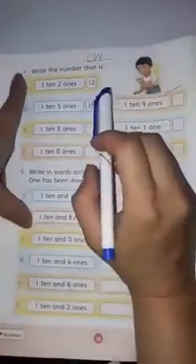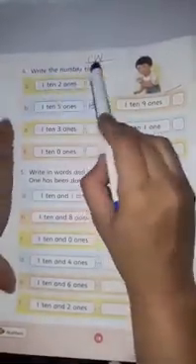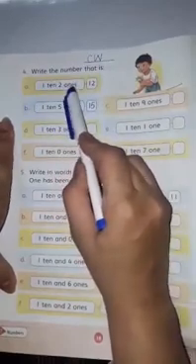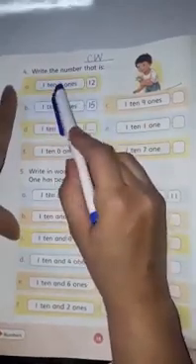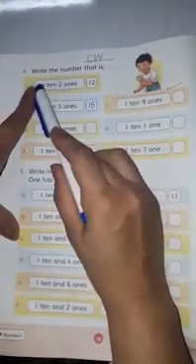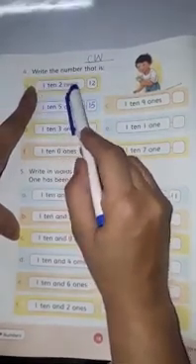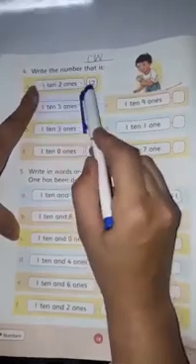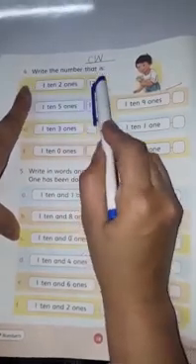So moving towards our question number 4. Write the numbers. A part: 1 ten, 2 ones. It means we have two digits. A number which has two digits: 1 ten and 2 ones, 1 and 2. So you write 12 over here in this box.